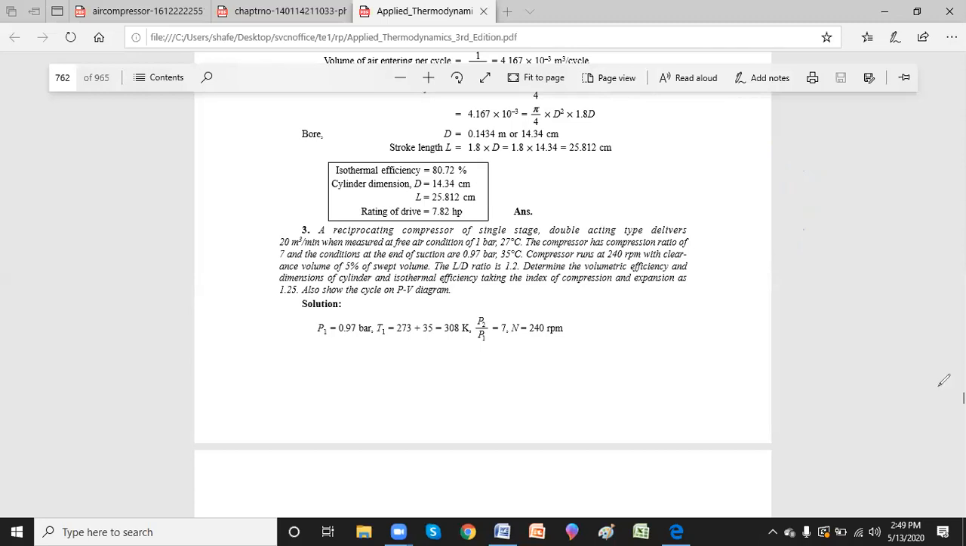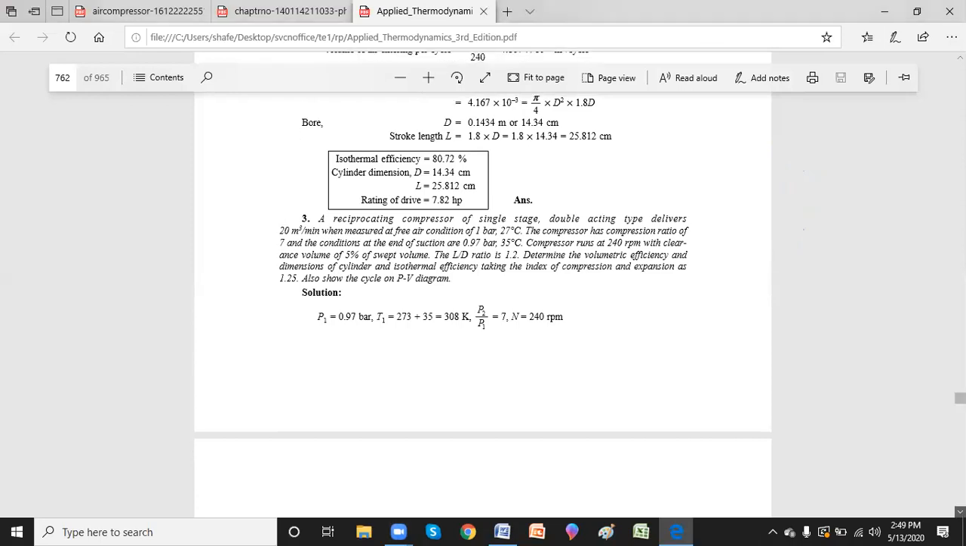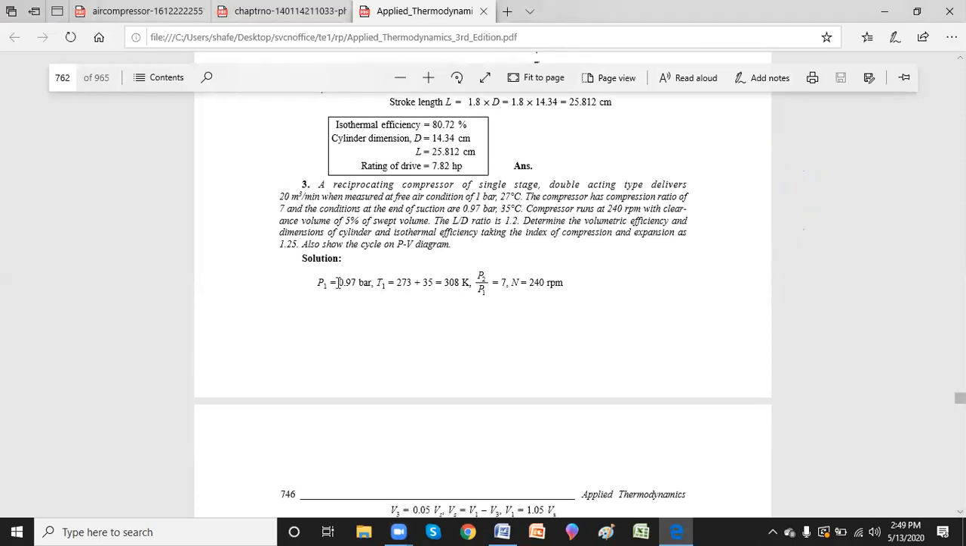You may not be able to complete this problem now. Just note this problem and go through it, and I think you will be able to understand it easily. If not, we will see the same problem in the next class. Now, this is the given data. P1 and T1 are the actual suction conditions, but P0 and T0 are the free air delivery conditions, 1 bar and 27 degrees centigrade. The pressure ratio is P2 by P1, and the speed is 240 RPM.